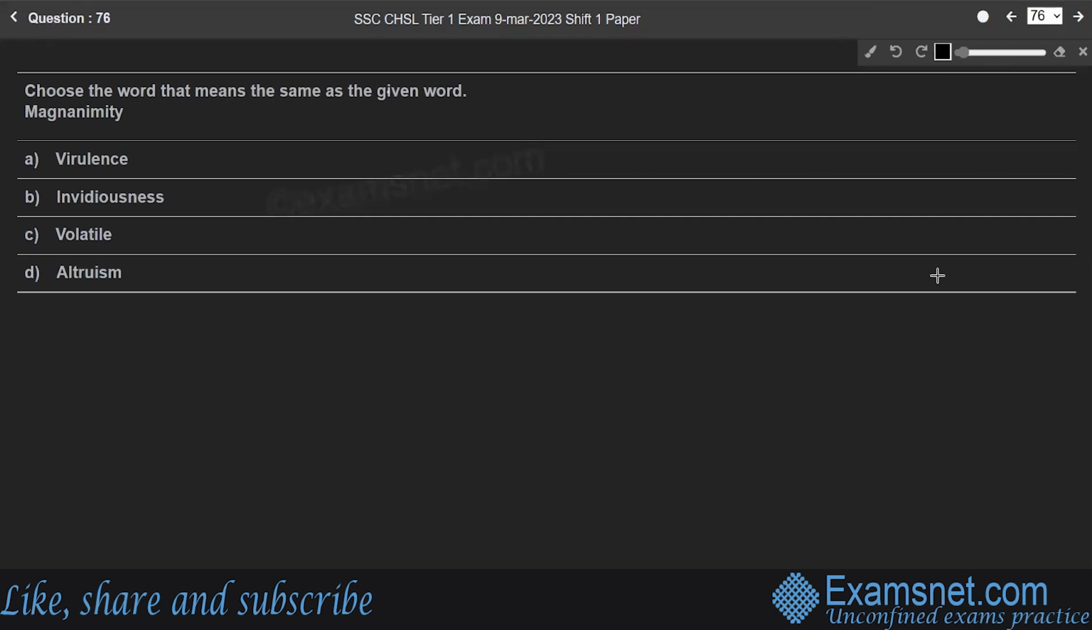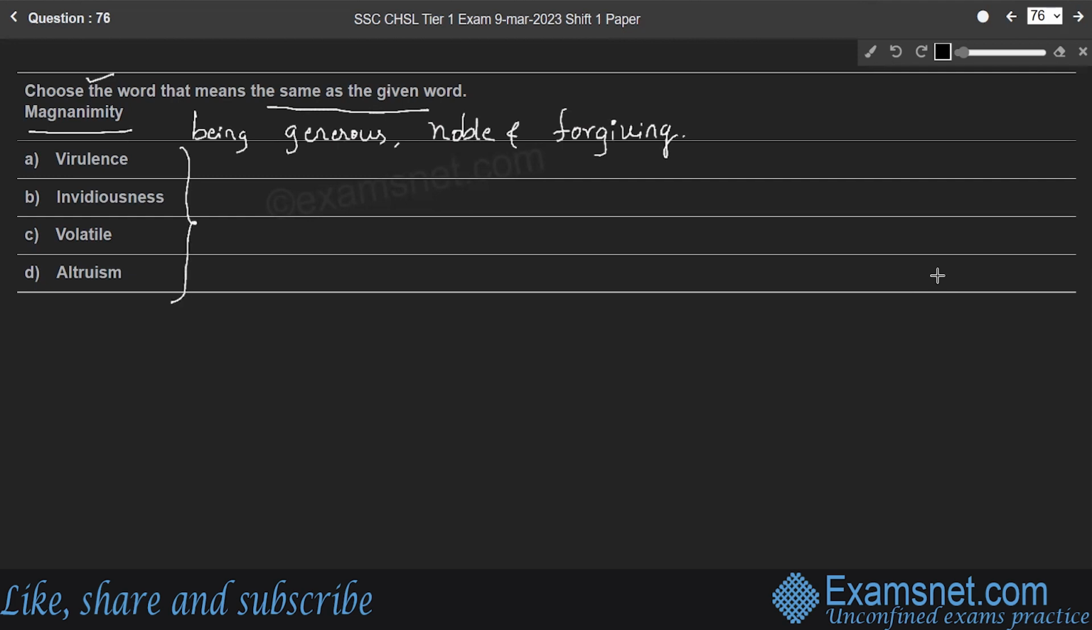Question 76. Choose the word that means the same as the given word. Here, magnanimity is the given word. It refers to the quality of being generous, noble, and forgiving. So, being generous, noble, and forgiving. Here choose the correct option which gives the same meaning, that is being generous, noble and forgiving, right?